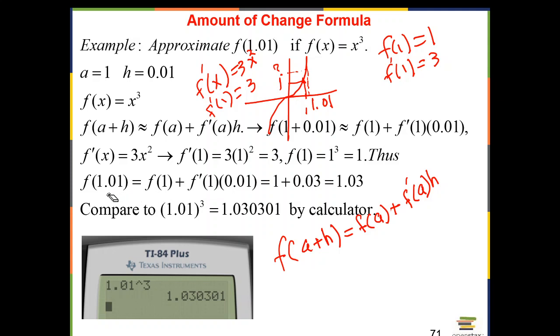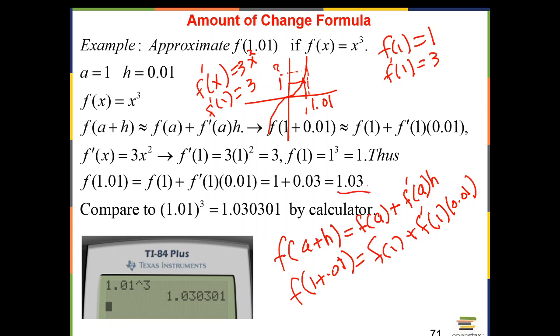So I'm going to use that. I'm going to say f of 1.01, so f of 1 plus 0.01, is f of 1 plus f prime of 1 times 0.01. And that's my estimate of what 1.01 to the third power is, right?